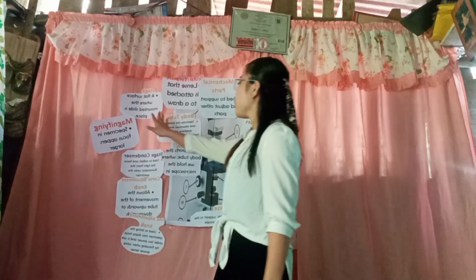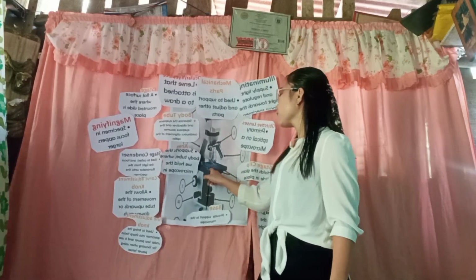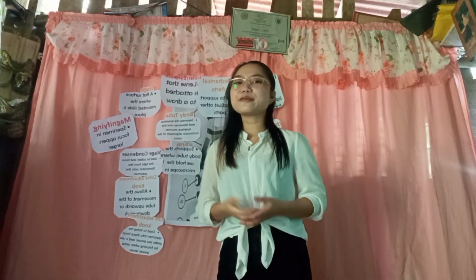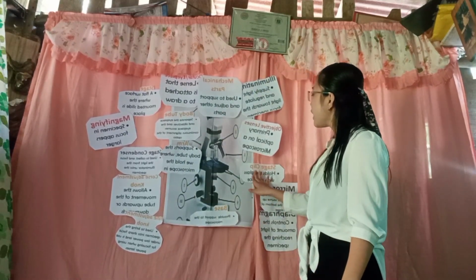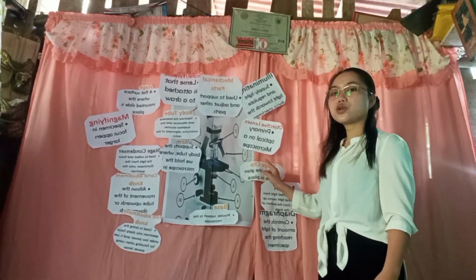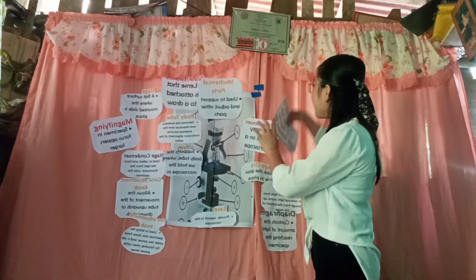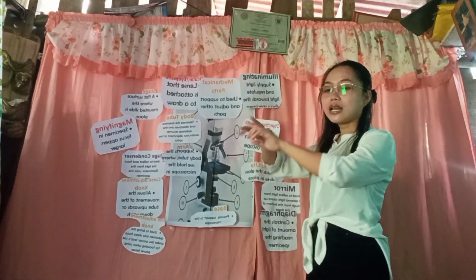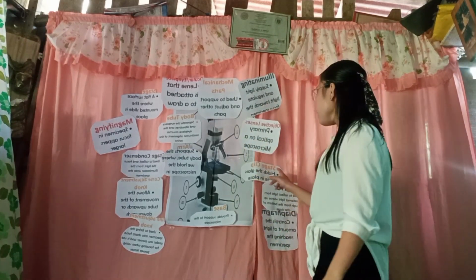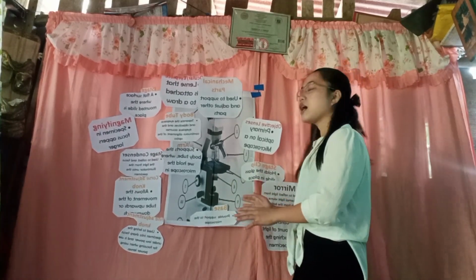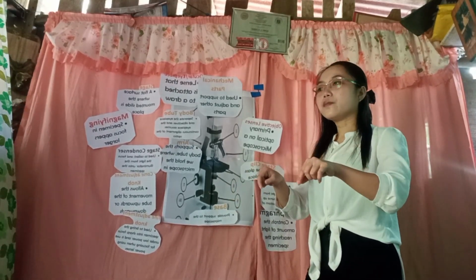Then the stage, as you can see, is here. A flat surface where the mounted slide is placed. Then the last mechanical part is the stage clip. There are two clips here. They are used to clip the glass slide that holds the samples. Stage clips hold the slide in place. As I said earlier, they hold the glass with the samples. So now we are done discussing the parts and functions of the microscope.